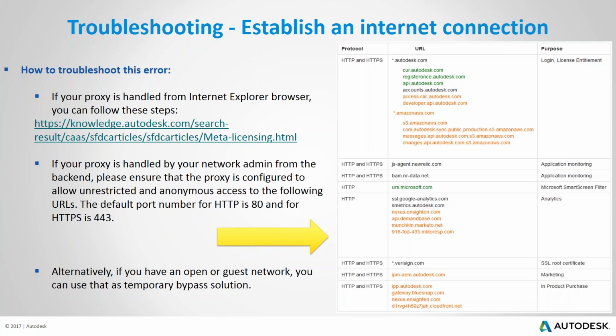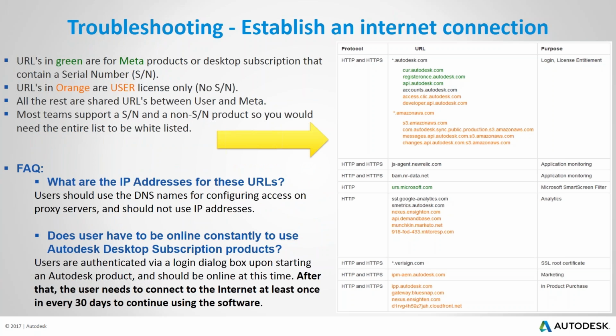Okay, the URLs in green are meant for Meta products, or what we call desktop subscriptions, that contain a serial number. And the ones in orange are meant for user licenses. We normally call it cloud license, which doesn't contain serial numbers. So the difference is, when you go to your account, sometimes you will see that no serial number is needed. You just need to sign in. That's what we call cloud licensing.